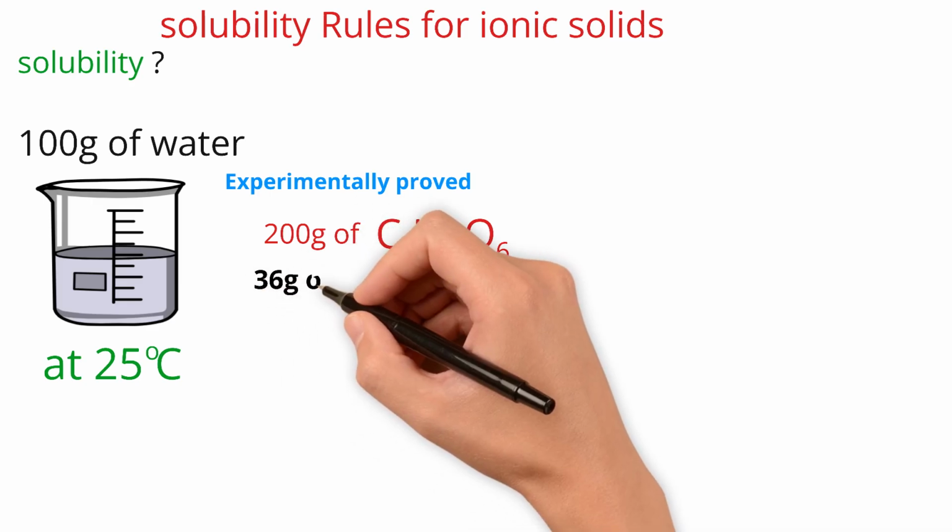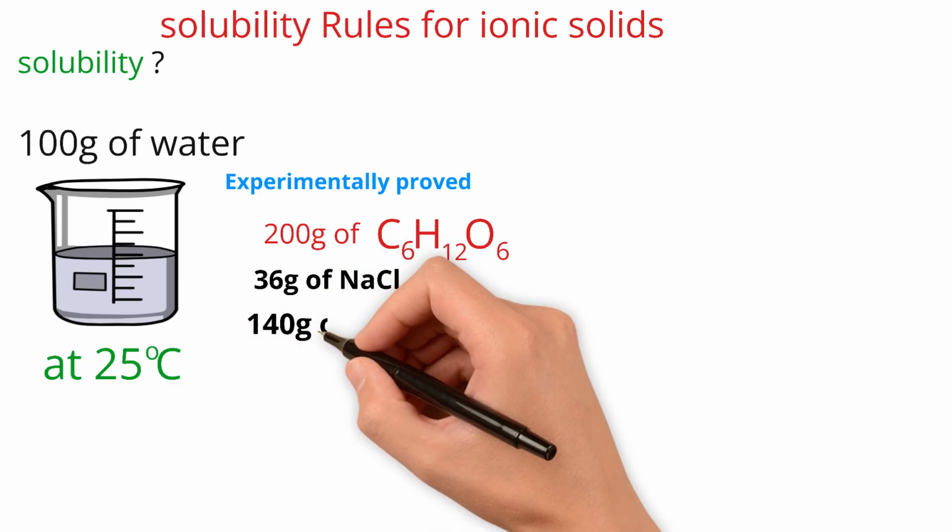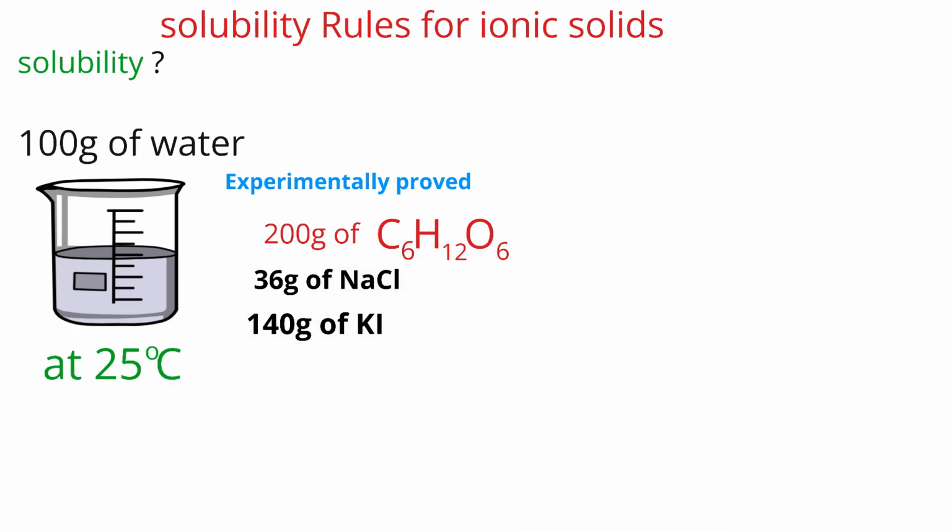Again, 100 grams of water can dissolve a maximum of 36 grams of sodium chloride. Finally, 100 grams of water can dissolve a maximum of 140 grams of potassium iodide.